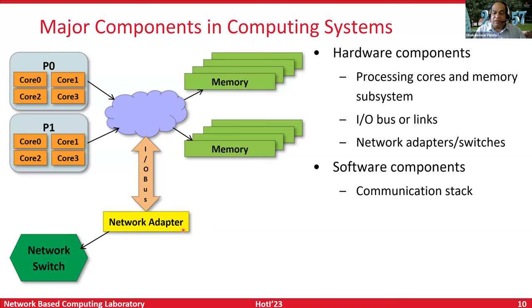Then you have a network adapter. It could be Ethernet or InfiniBand or Slingshot. And then you get connected to a network switch. So these are all the hardware components. And then there is a software component, which is a communication stack, which touches all these components, interacts with the firmware, interacts with the driver, and takes care of moving data from a sender to a receiver, like point-to-point, or one sender to a lot of servers, like a broadcast, or collect, or reduce, all-reduce. All those things happen above this.